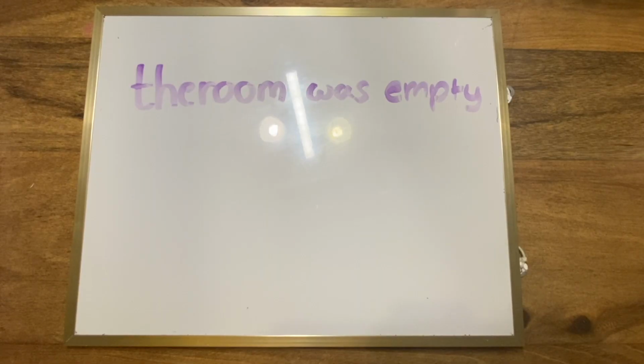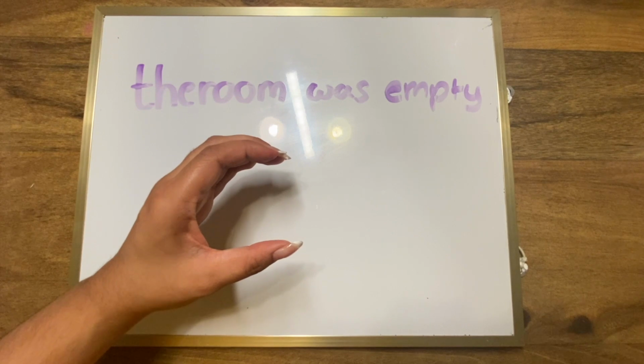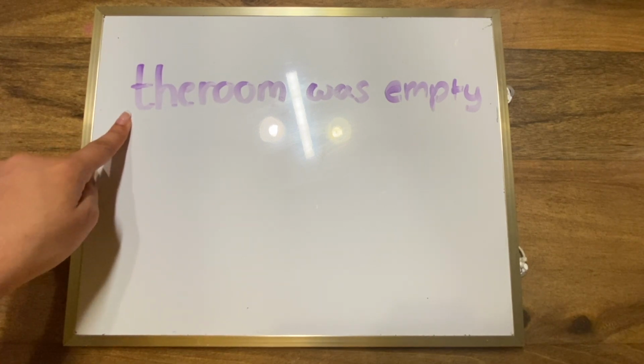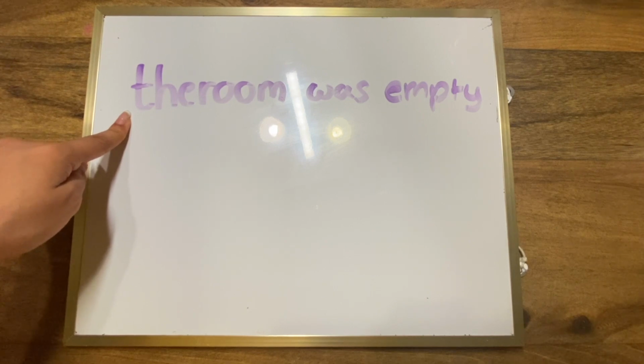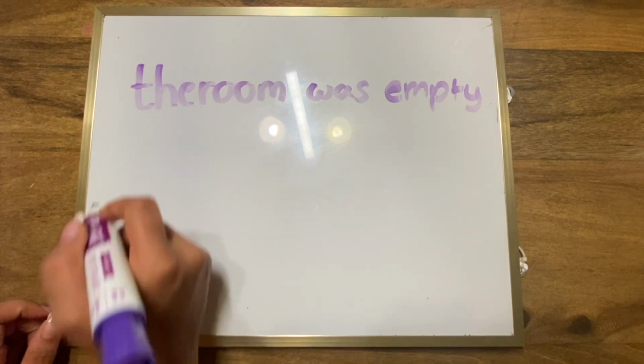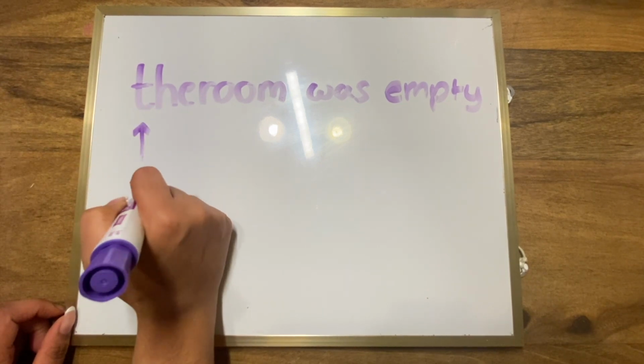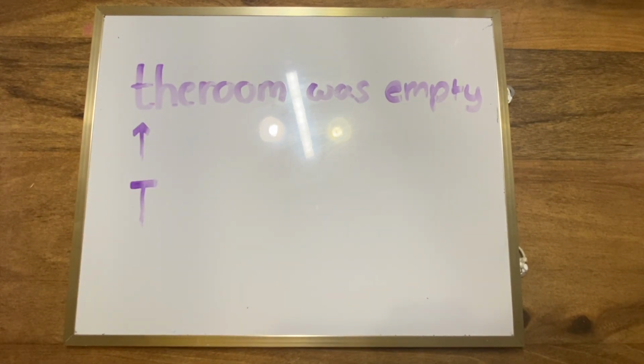Let's put this into practice. Let's look at the first sentence and use our CSPs. Okay, so starting off with our C. C means to capitalize the first letter of the first word in the sentence. It looks like the T is not capitalized in this sentence. So therefore, you would have to make this T into this.